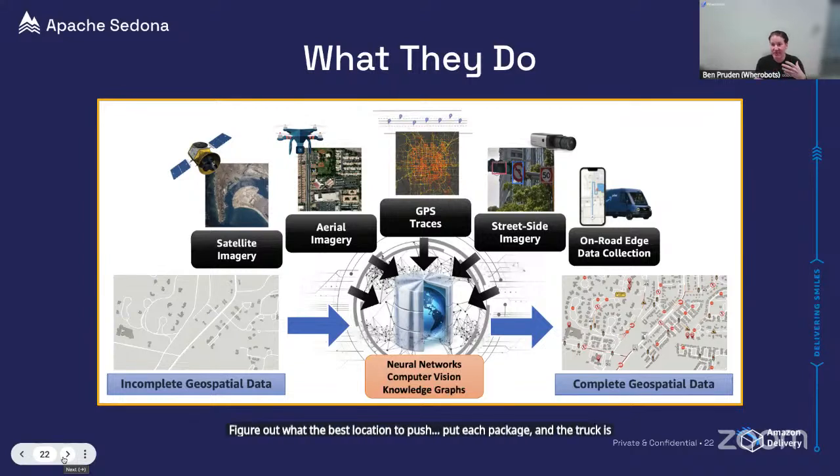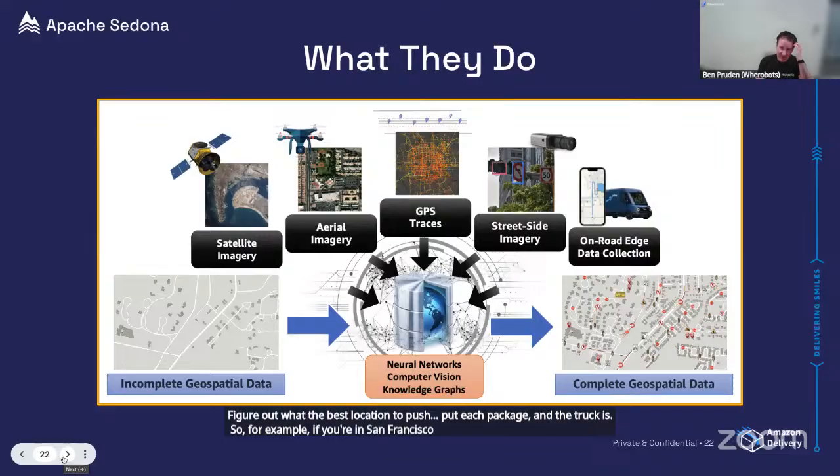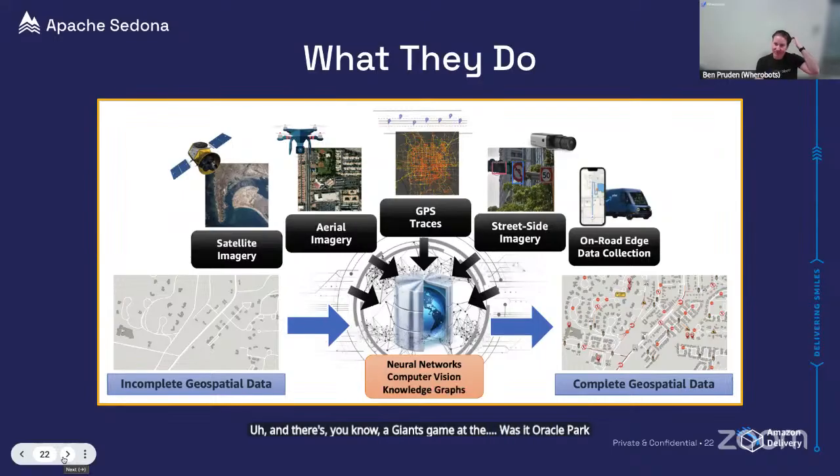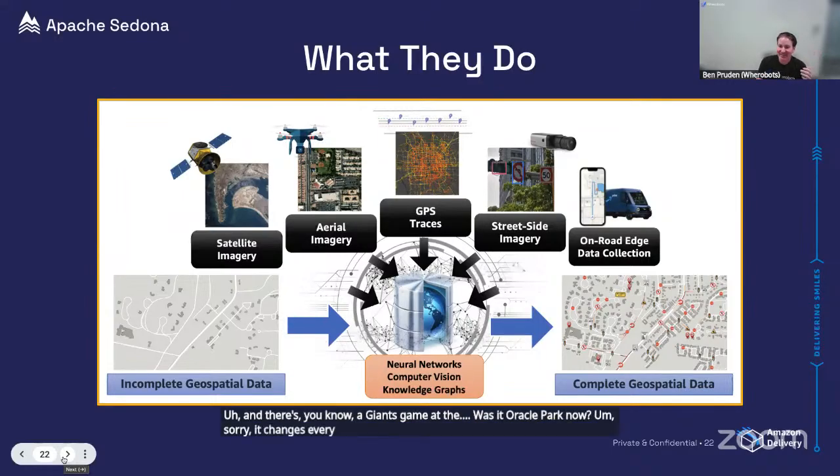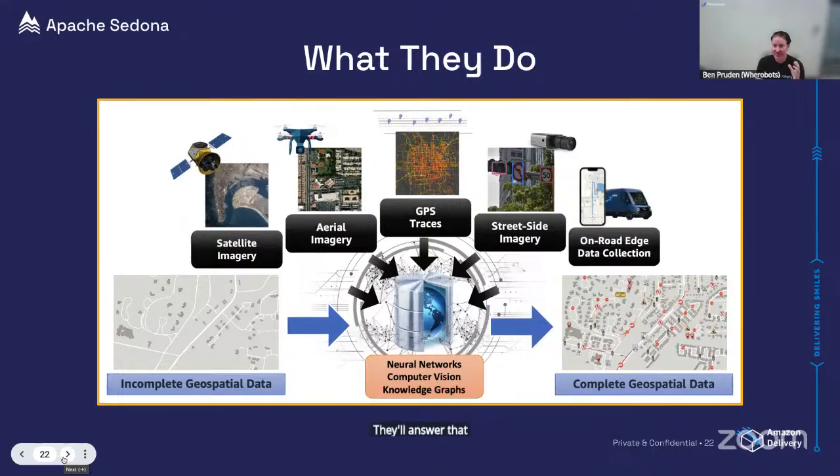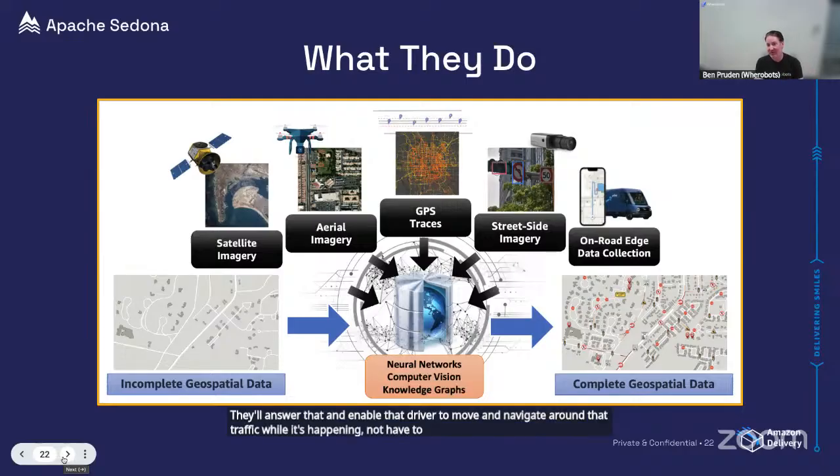So, for example, if you're in San Francisco, driving around and there's a Giants game at the, what is it, Oracle Park now? Sorry, it changes every few years. They'll account for that and enable that driver to navigate around that traffic while it's happening, not have to deliver packages at that point in time, and deliver them later when the game's over or before it started.